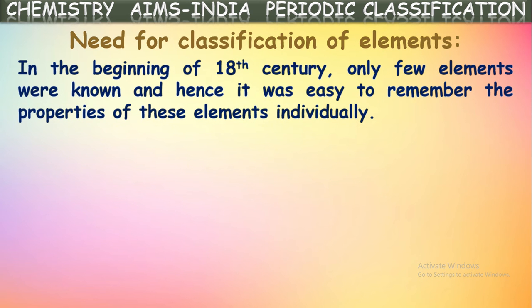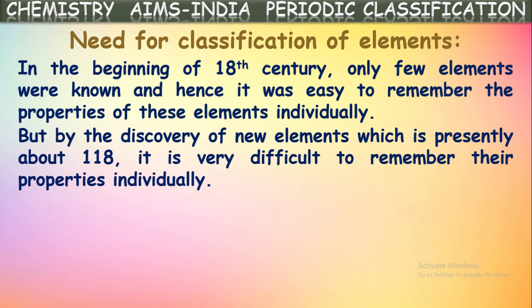In the beginning of the 18th century, only a few elements were known and hence it was easy to remember the properties of these elements individually. If there are only a few elements, what happens? We can remember their properties very easily. But with the discovery of new elements, presently about 118 elements discovered so far, isn't it? It is very difficult to remember their properties individually.